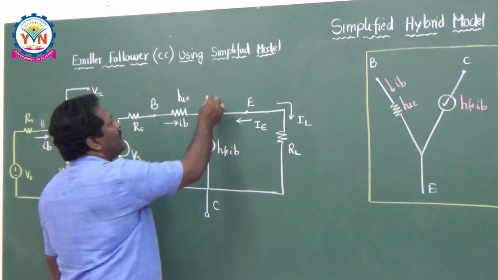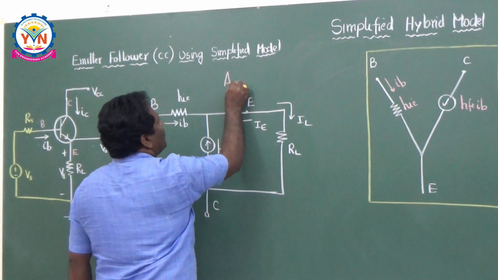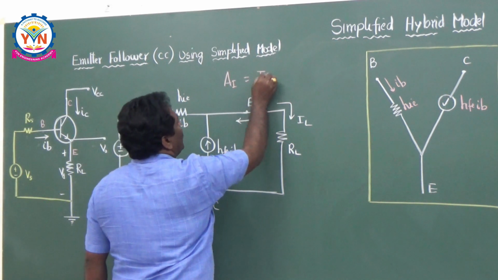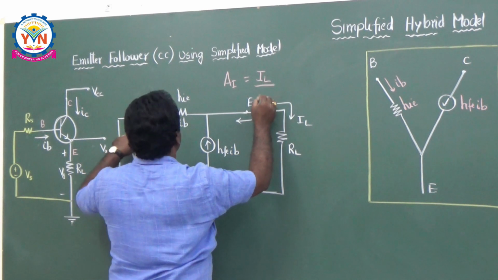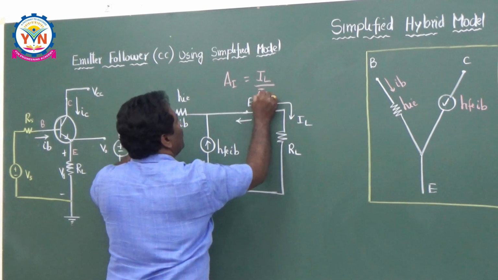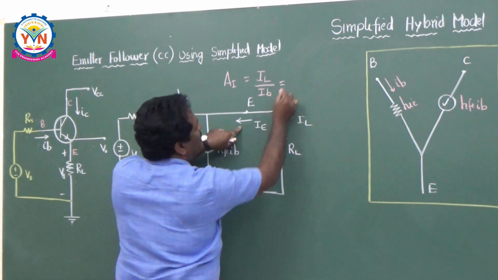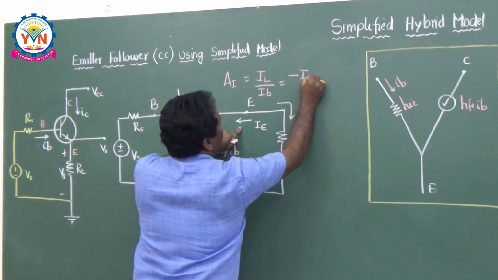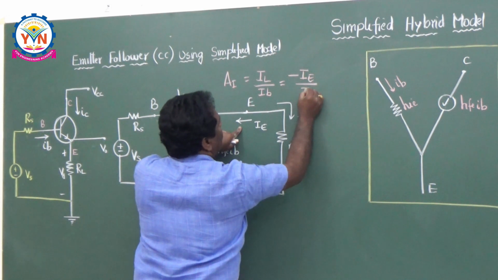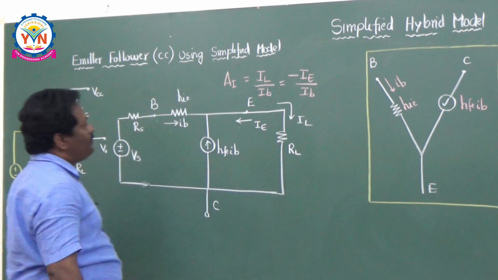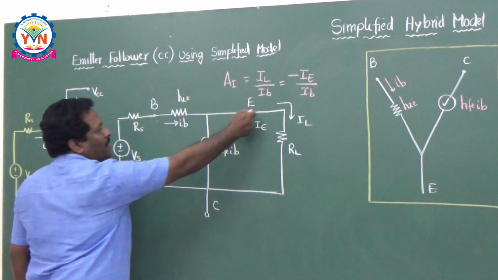So what is the current gain here? Current gain AI is equal to IL by IB. This is IB, the input current IB. What is IL here? IL and IE are in opposite directions, so AI is minus IE by IB. Now what is this IE?